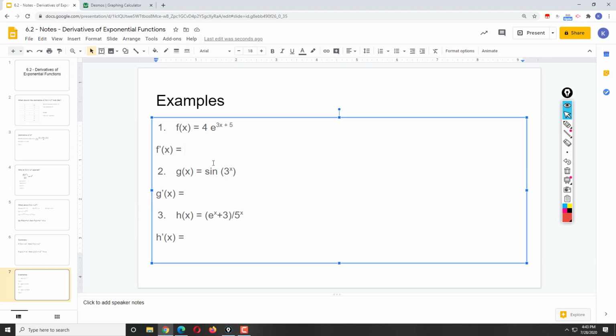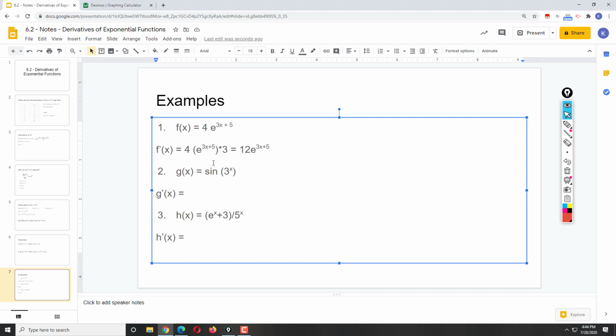Number 1, f of x is 4 times e to the 3x plus 5 power. Then the derivative is going to be 4. The derivative of e to the 3x plus 5 is e to the 3x plus 5. But then chain rule, we have to multiply by the derivative of 3x plus 5, which is 3. So to simplify, that's 12 times e to the 3x plus 5 power. That's it.